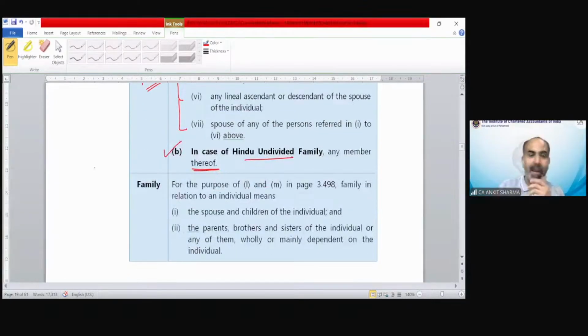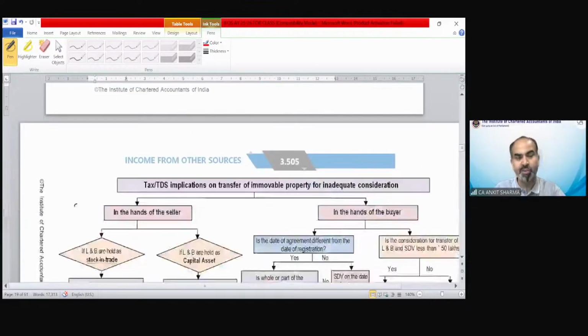What is the meaning of family? The meaning of family has been explained for the purpose of the COVID-19 case, L and M case. What is the meaning of family? It has been explained over here. You can go through this, students.